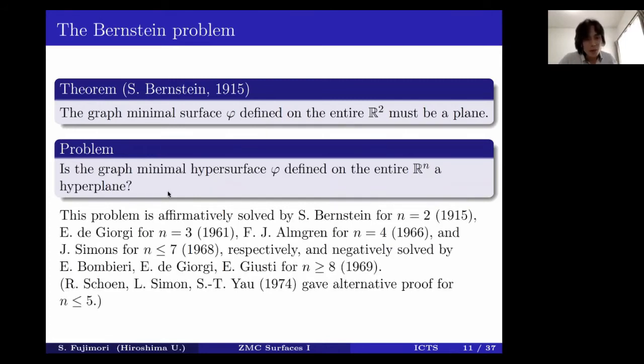And this problem is affirmatively solved by Bernstein for n equals 2, and the n equals 3 case was solved in 1961, and the n equals 4 case affirmatively solved by Almgren in 1966, and by Simons for n less than or equal to 7. But then the problem is negatively solved by Bombieri and others when n is greater than or equal to 8. So something happened between n equals 7 and 8.